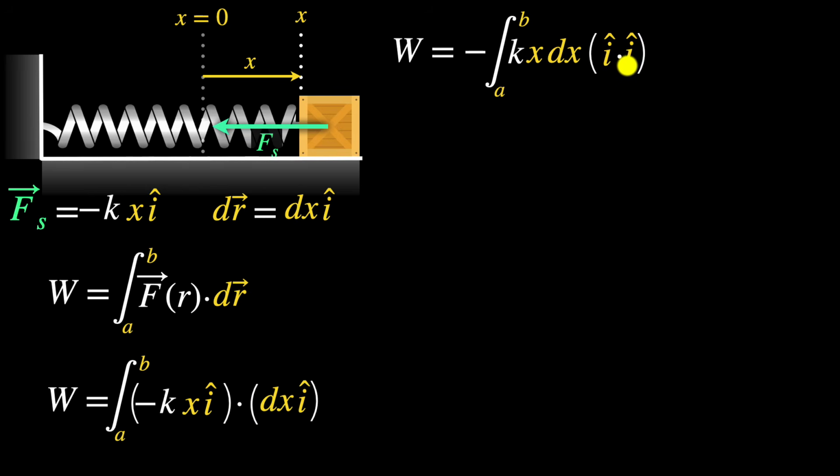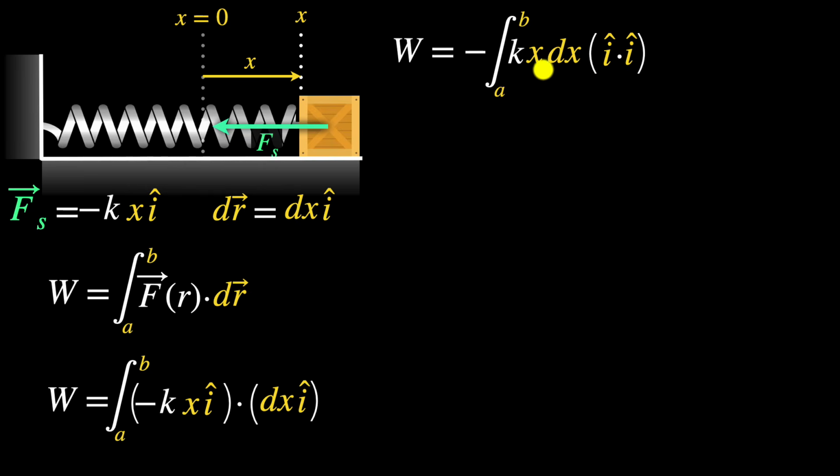What's i hat dot i hat? Well, that's going to be the magnitude of i hat, which is 1 because i hat is a unit vector, times the magnitude of i hat, which is again 1, times cos of the angle between them. Well, the angle between them is 0 because they're the same vectors. Cos of 0 is just 1. So it's 1 times 1 times 1, and so this is just 1. So what we are left with is just this part.